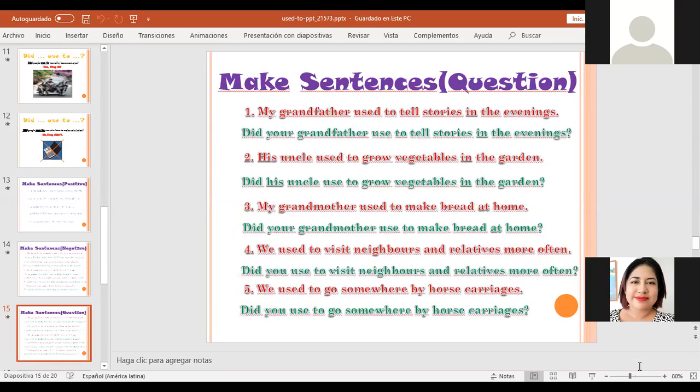Silvita Villalta, can you read number four? Sorry. Did you used to visit neighbors and relatives more often? Excellent. And Daniel Mendez, the last one? Did you used to go somewhere by horse carriages? Excellent. All right, guys, we're going to stop right here.